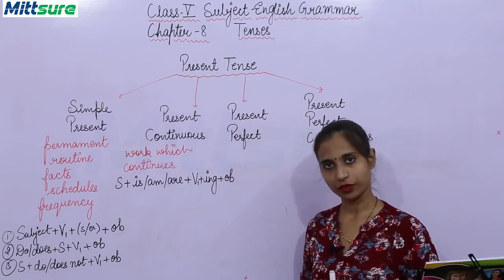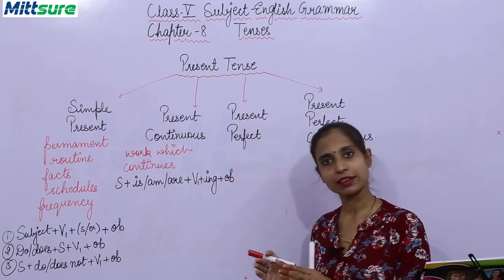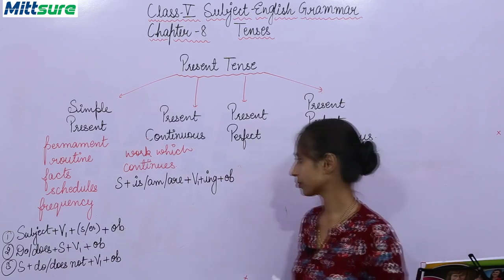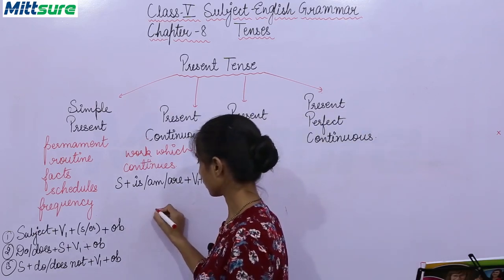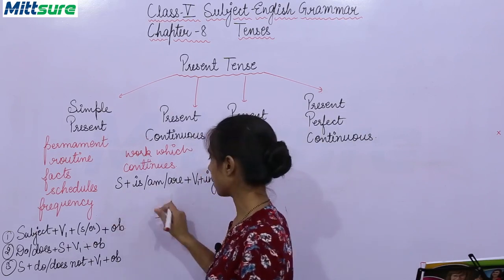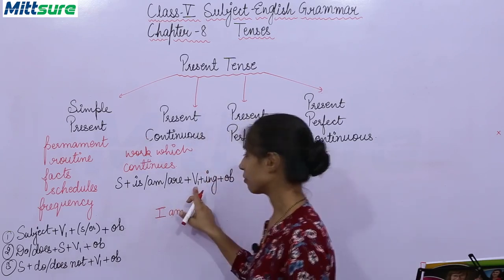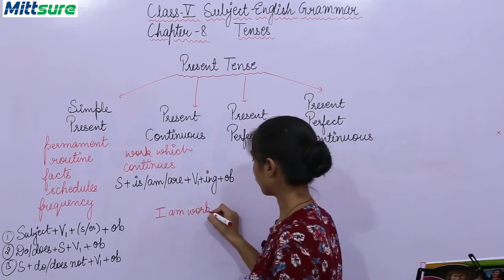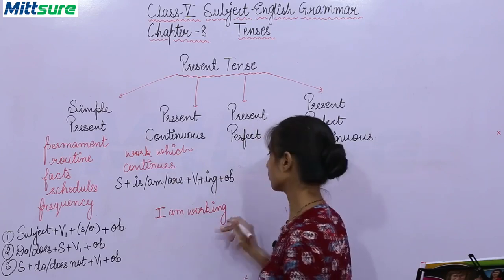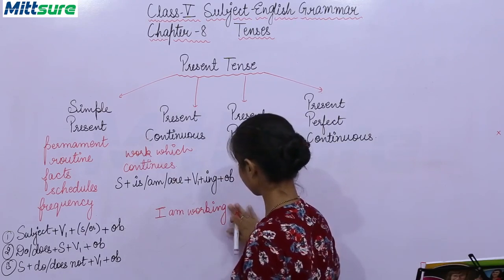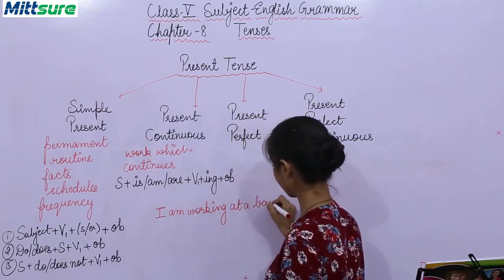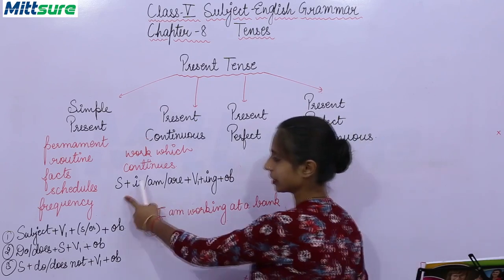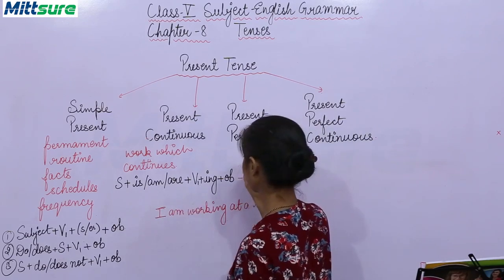Now just make the sentence out of it. Same example we are going to take. The sun rises from the east, or we can take another simple sentence like I work at the bank, right? Subject, I, with I we are going to use am, verb is work, we have to add ing, working. I am working at a bank. I hope you have understood this formula. This is for assertive sentences.